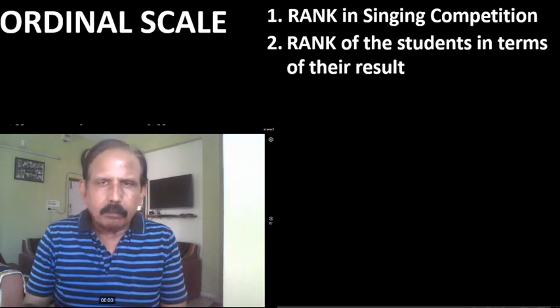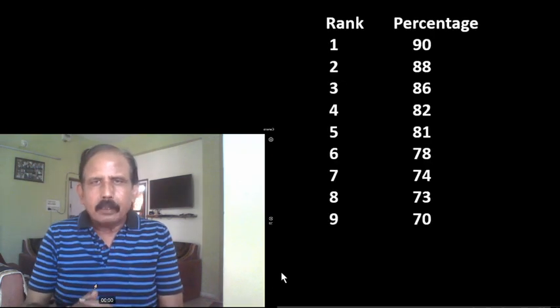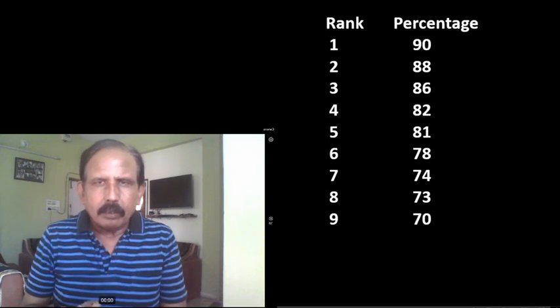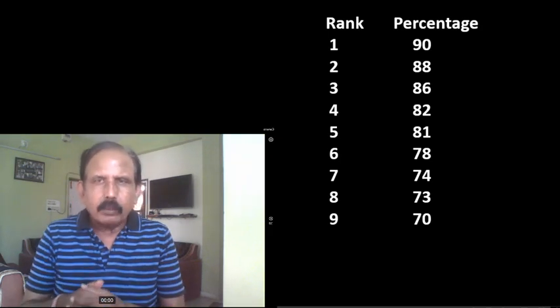Let us understand this with the help of an example. Here one example is given on the screen. Here the ranks of nine students are given on the basis of their percentages in the examination. By referring to all the ranks, we can find that the difference between two consecutive ranks is equal. It is 1 only. But what happens in terms of the percentages corresponding to the ranks? See, first and second rank, the difference between ranks is 1, but the difference between corresponding percentages is 2, because the first one has 90 percent marks and the second one obtained 88.